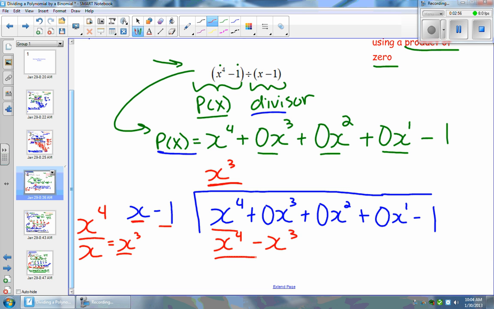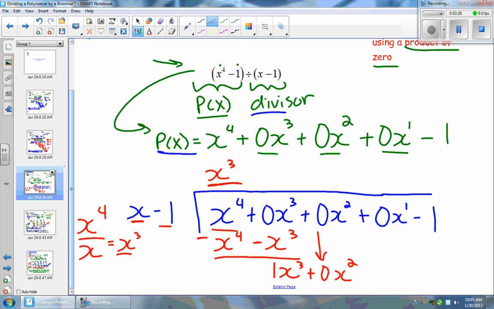Okay, so let's carry out the subtraction. So subtract here. X to the power of 4 minus x to the power of 4 gives me 0. 0 minus a negative 1x cubed gives me a positive 1x cubed. So in this example here, you have to be pretty careful with the signs. Okay, so let's continue on. I'm going to delete that 0 there. I'm going to bring down the next term, which is a positive 0x squared.